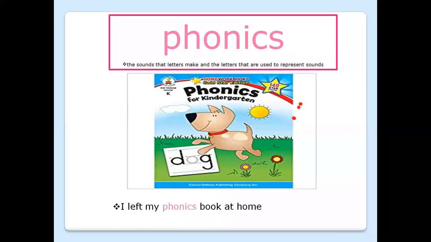Next Greek word is phonics. Phonics. You're not studying phonics anymore. You are just studying spelling, but sometimes I'm telling you some information about phonics. Phonics is the sounds that letters make and the letters that are used to represent sounds. So the sound of the letter, we call it phonics. Clear? I left my phonics book at home. So phonics is also a Greek word.